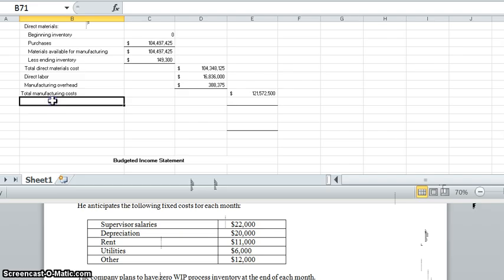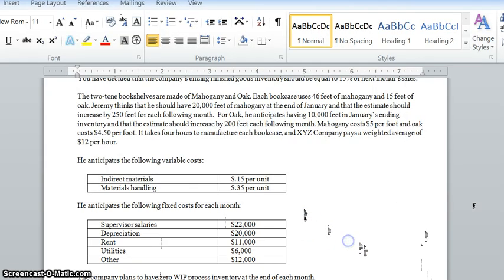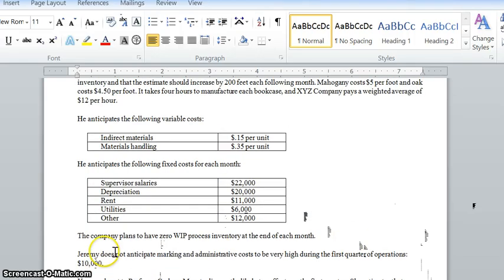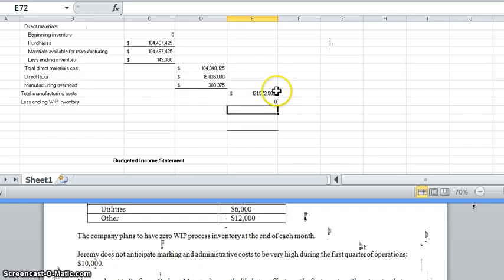All right. Now that we have our total manufacturing costs, let's go ahead. We could do an intermediate one, but our textbook likes to skip right to the ending work in process. So let's take our ending work in process inventory. Now, if we take a look at our problem, the company plans to have 0 work in process inventory at the end of the month. So 0 ending work in process.